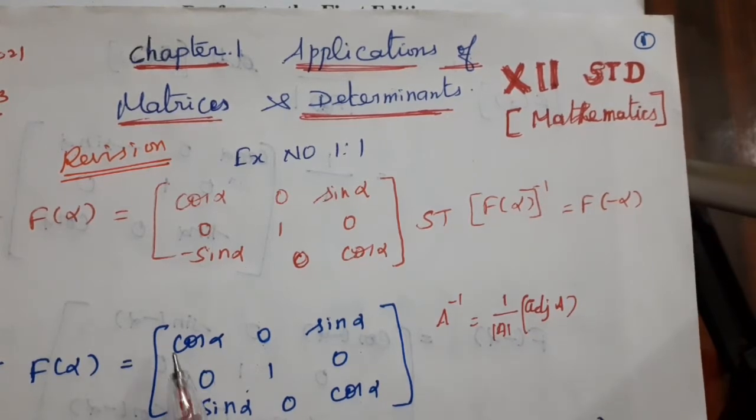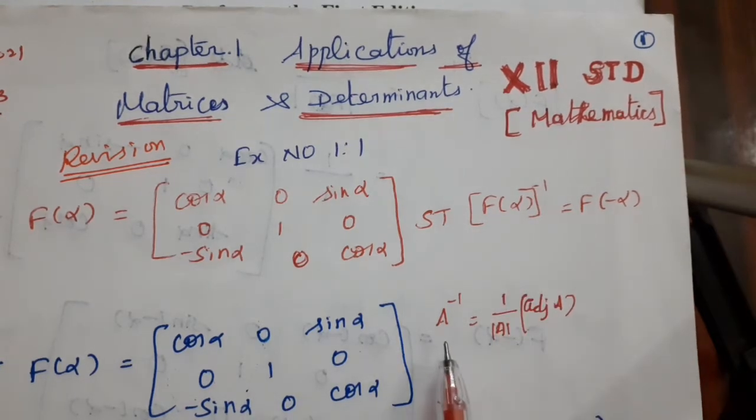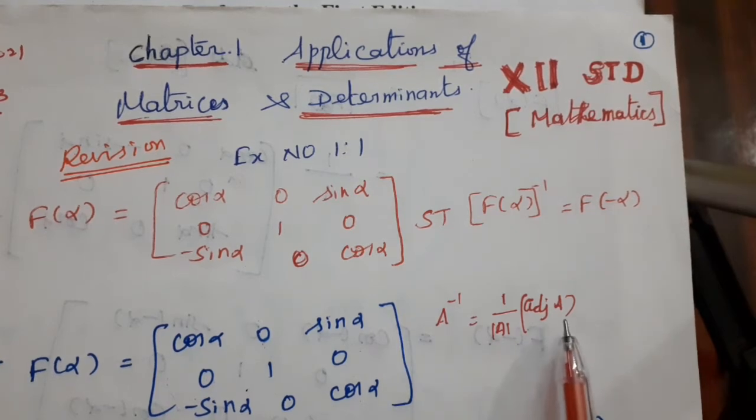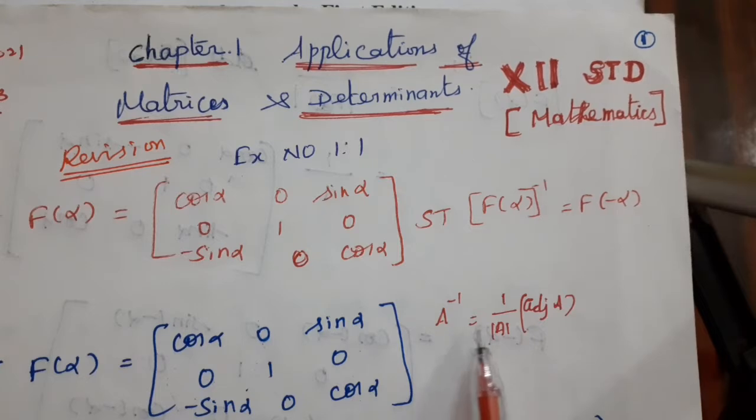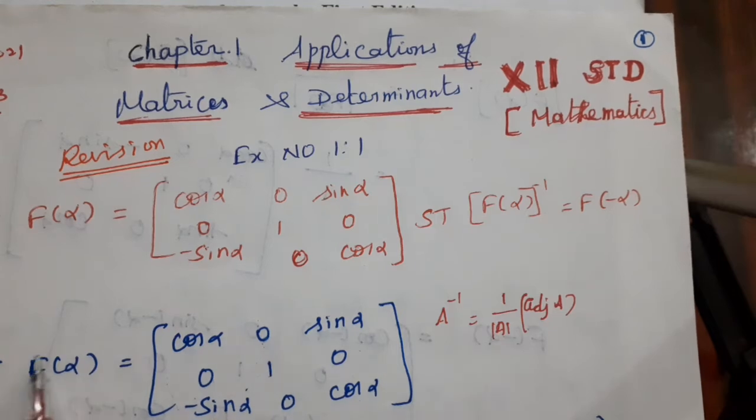So what is given? I will write that question. We are going to find the inverse. What is the formula for inverse? Just recall, A inverse equals 1 by determinant of A into adjoint of A. So first find the determinant of A. Instead of A, what do we have?